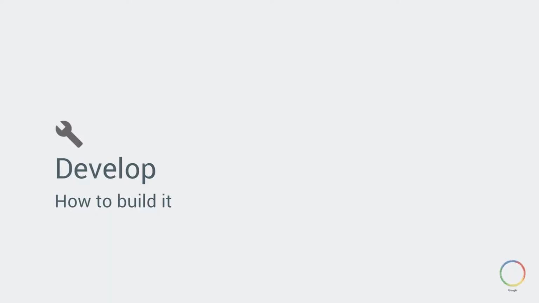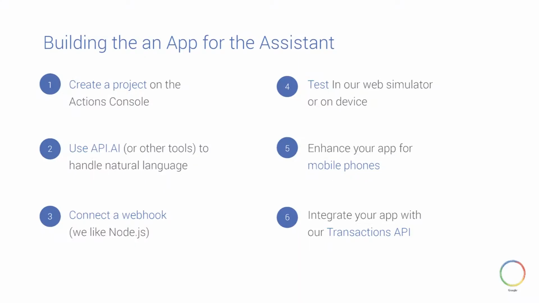So now I want to tell you a bit more about how you can really build for the assistant as well. There's several steps, and you don't need to necessarily complete all of these, but I'll walk you through them anyway. To start with, you'll definitely need to create a project on the Actions on Google console. That's where you actually say, okay, I'm going to create an app for the assistant. And then from there, you probably want to use a tool for natural language parsing, such as API.ai, which I'll show you a bit more of in a second.